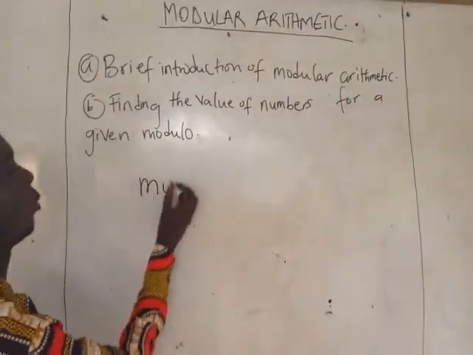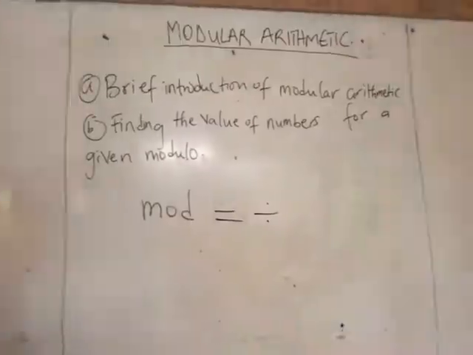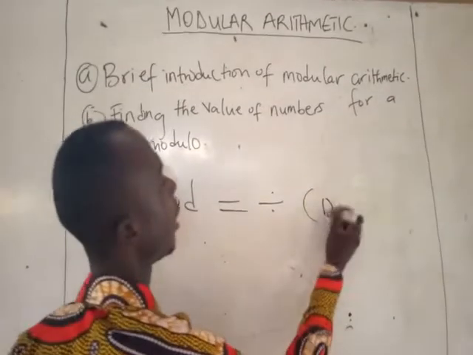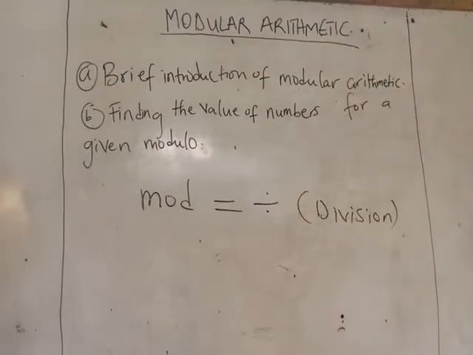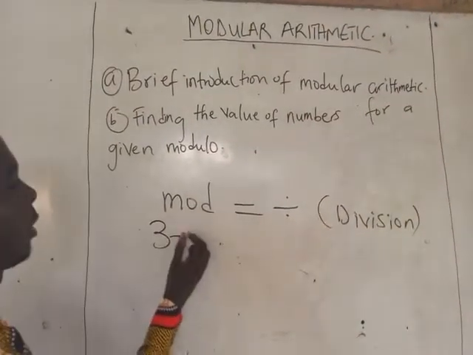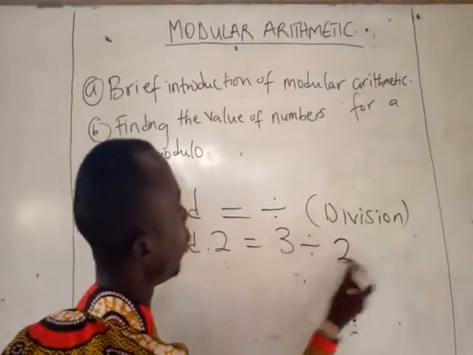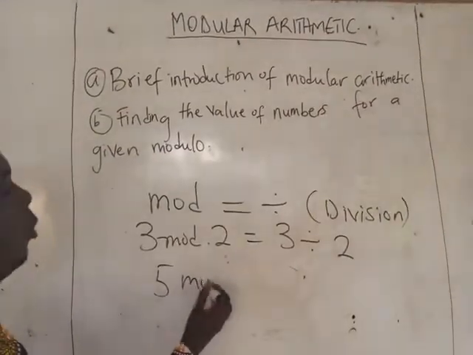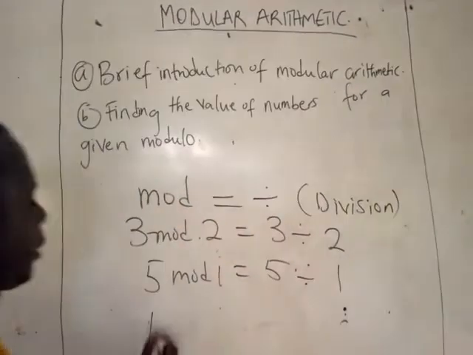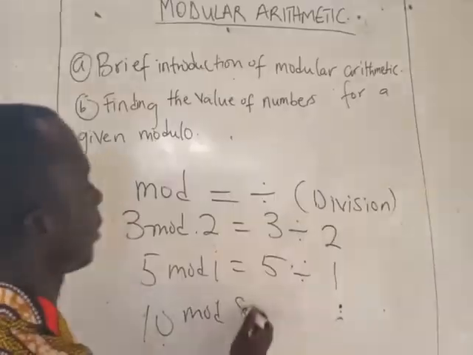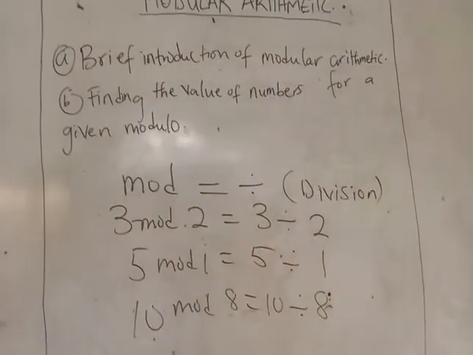Always, if you see mod, it means division. Division must come to mind. So if I say 3 mod 2, it is the same as 3 divided by 2. 5 mod 1 is 5 divided by 1. 10 mod 8 is 10 divided by 8. So mod means division.